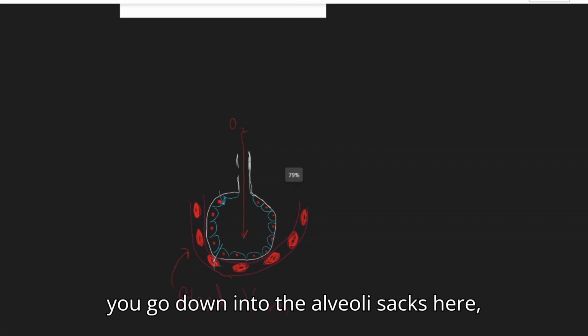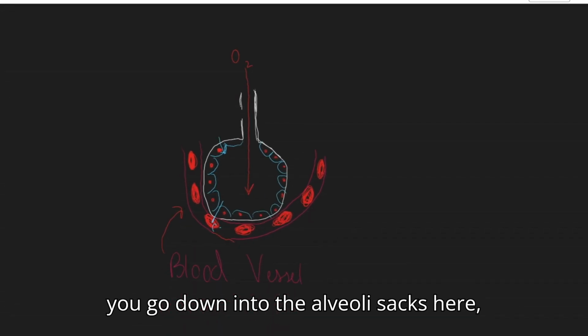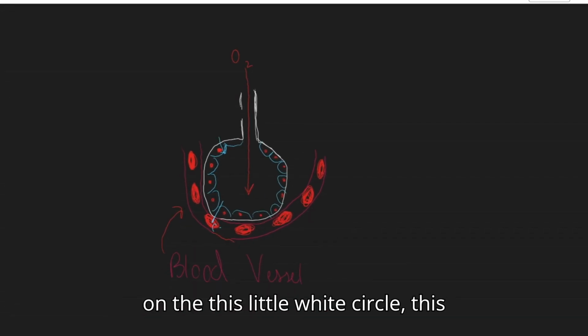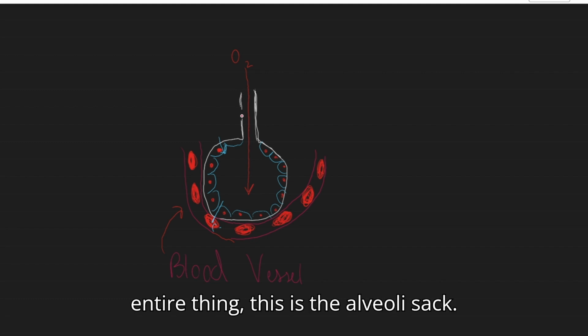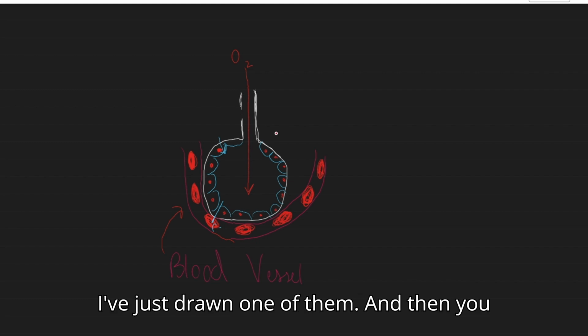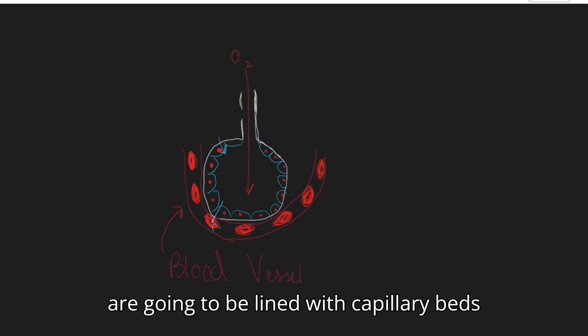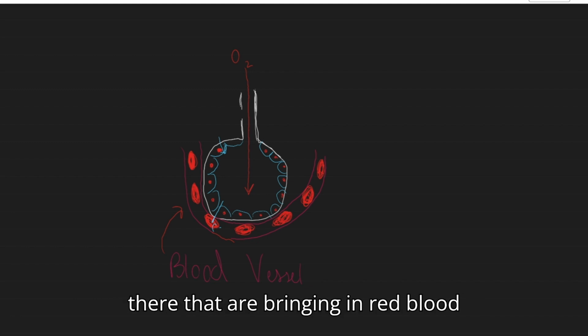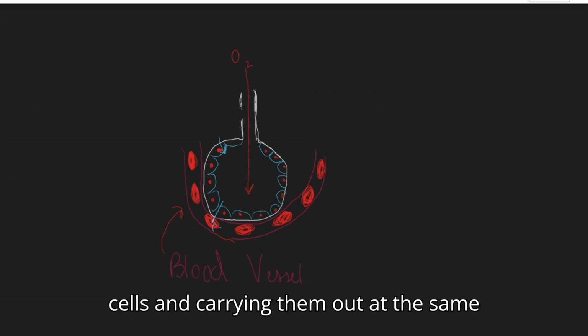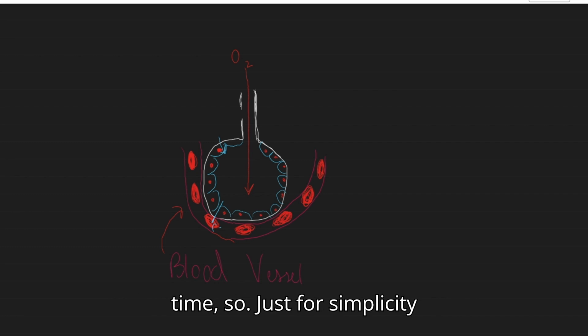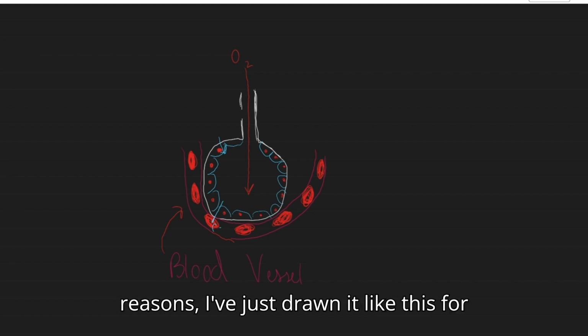When you go down into the alveoli sacs, this is what I've drawn here. This little white circle, this entire thing, is the alveoli sac. I've just drawn one of them, and then you can see I've drawn this blood vessel here. The alveoli are lined with capillary beds, with blood vessels and veins that are bringing in red blood cells and carrying them out at the same time. Just for simplicity, I've drawn it like this for you to see.